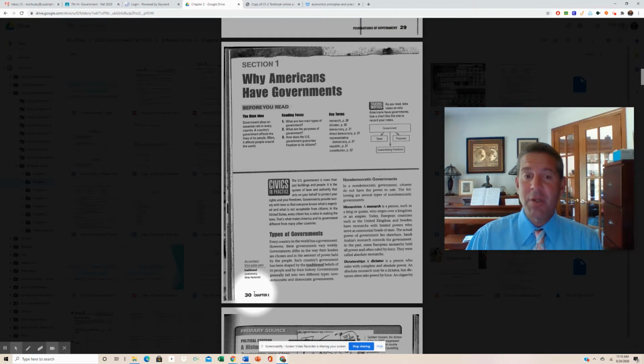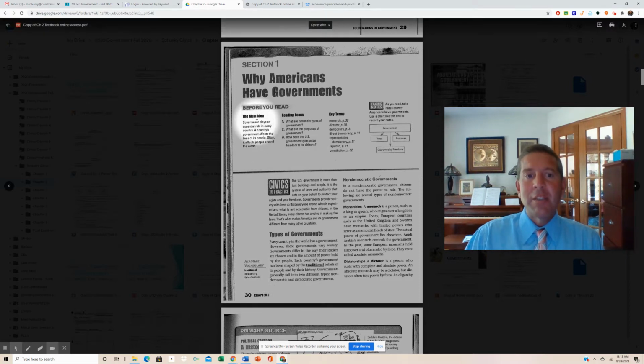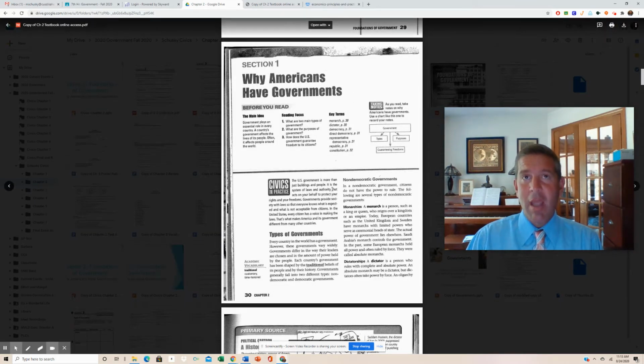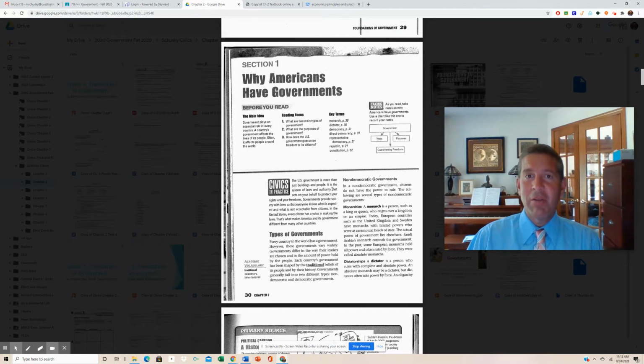So if you have your textbook or have it online, if you want to go with me, you can turn to page 30. Chapter 2, Section 1 is why Americans have governments. So every human being on Earth lives under a government almost completely. And all of us as Americans, anyone living in America, we have a government, or in fact, many governments over us, or at least that we are a part of.